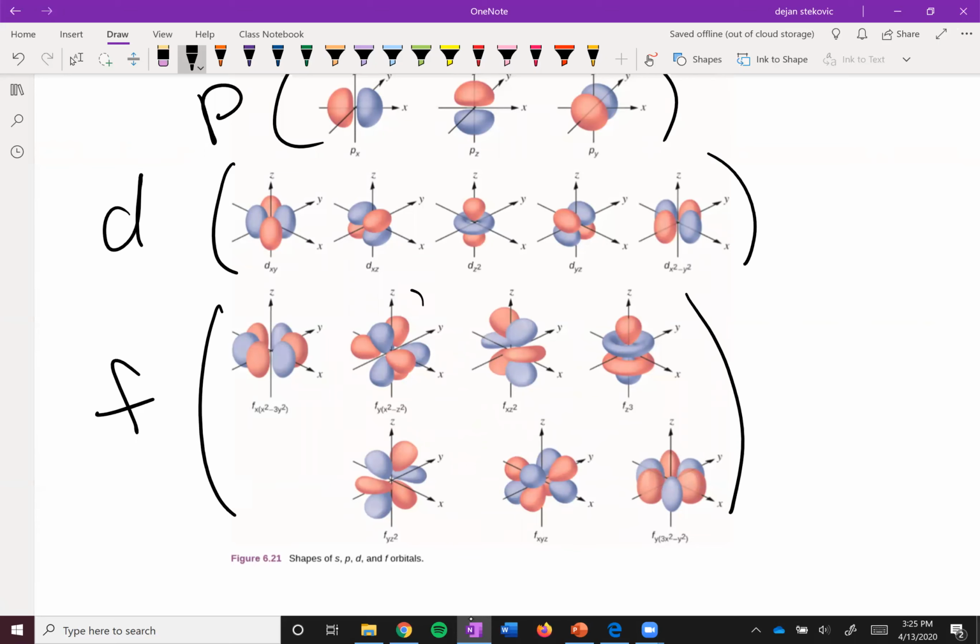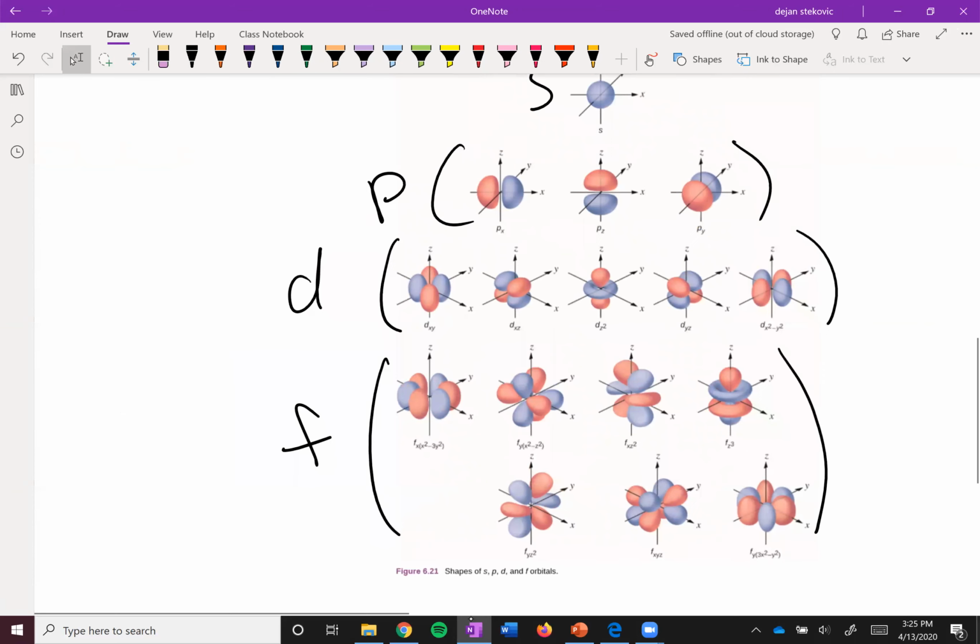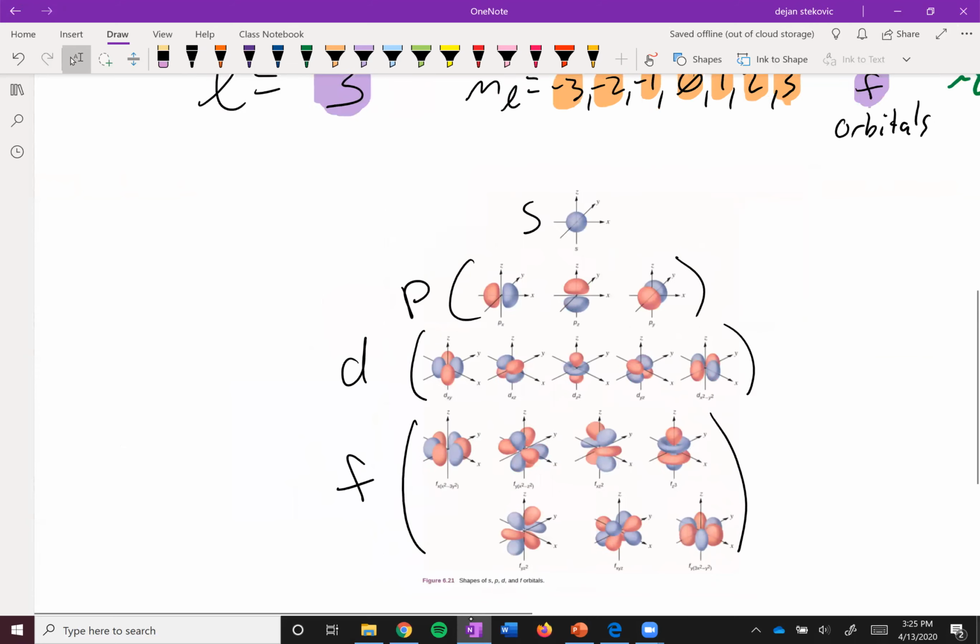You can see this one's a good picture. It just looks like 2 d orbitals. But you can see they get a little funky and whatnot. I won't ever ask you to draw f orbitals. I might just ask you to draw s, p, or d orbitals.